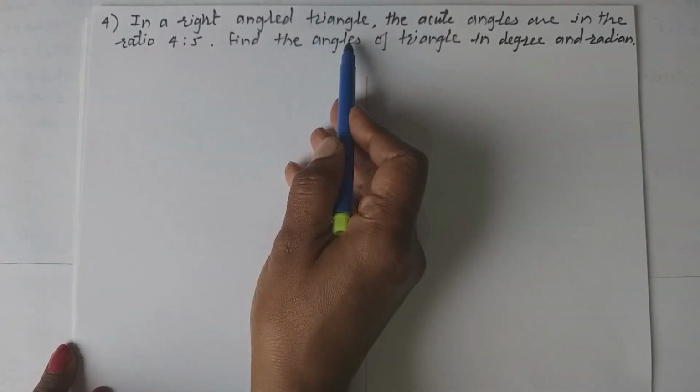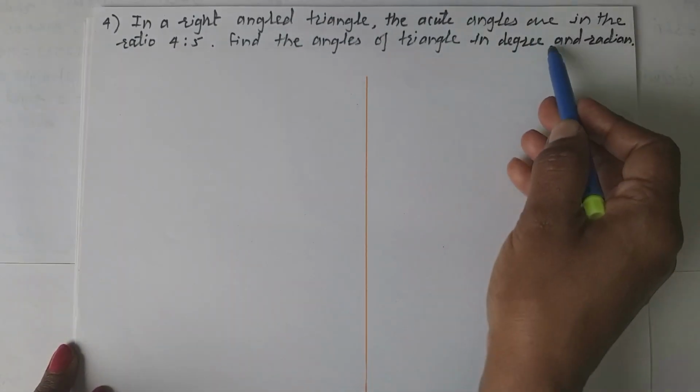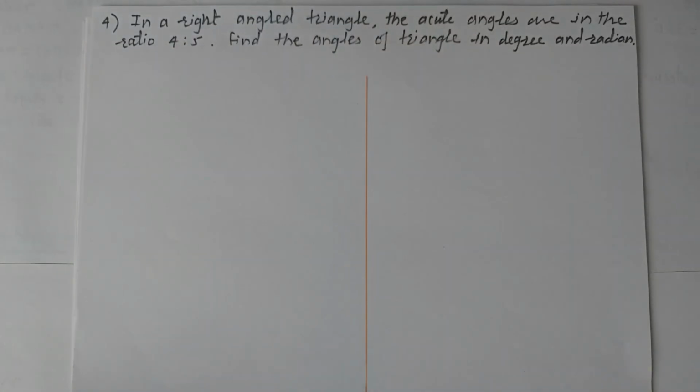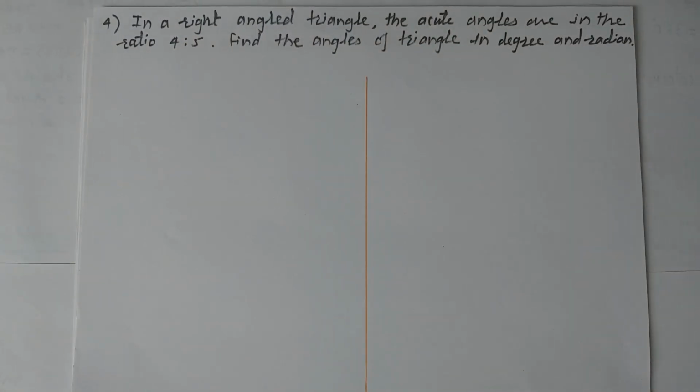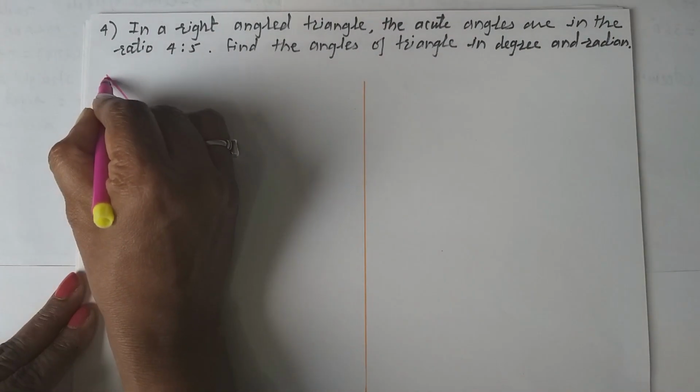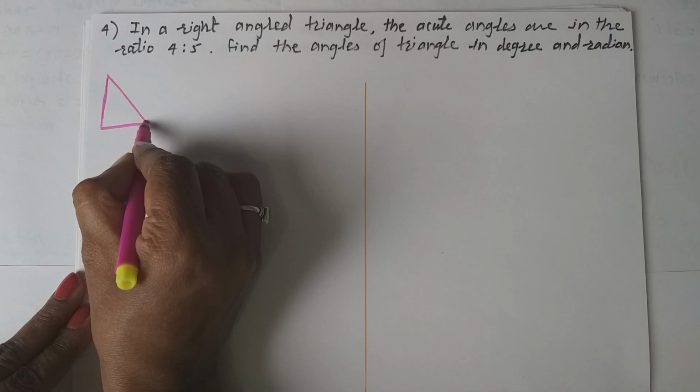In a right angle triangle, the acute angles are in the ratio 4:5. Then find the angles of the triangle in degrees and radians. Here we have to find the angles of a triangle in degrees and radians. See the problem carefully. What is given here? Right angle triangle. You draw the rough diagram. Suppose this is your right angle triangle.